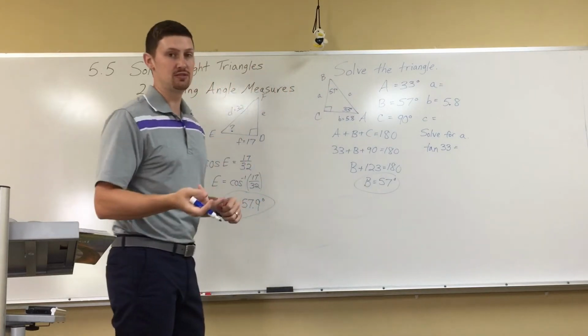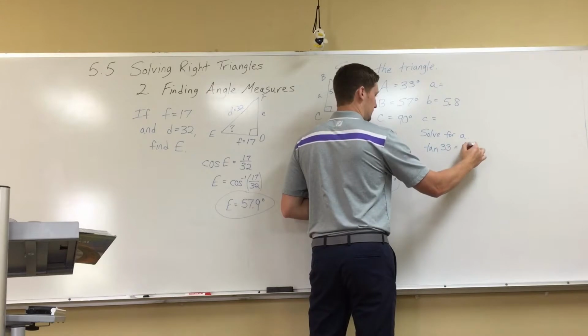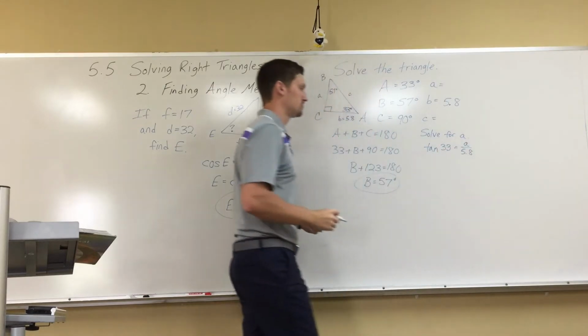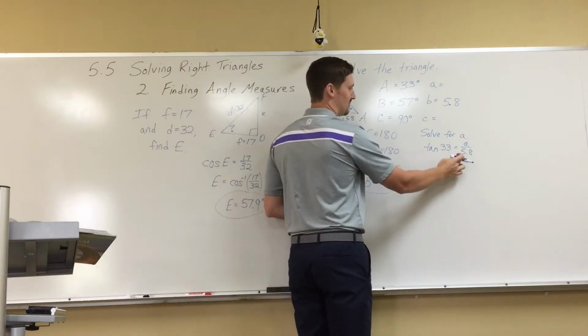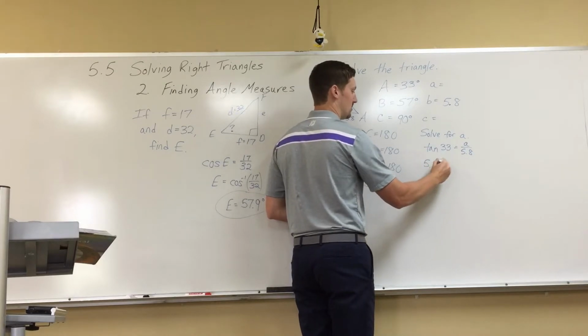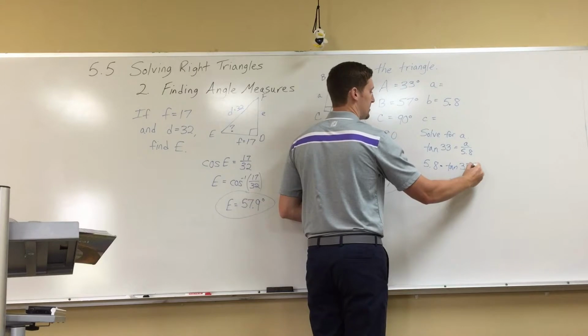Tangent is opposite over adjacent, TOA. A over 5.8. Solve for A. How do I do that? Get it by itself. Right now it's divided by 5.8. I have to multiply both sides by 5.8. 5.8 times tangent of 33 equals A.